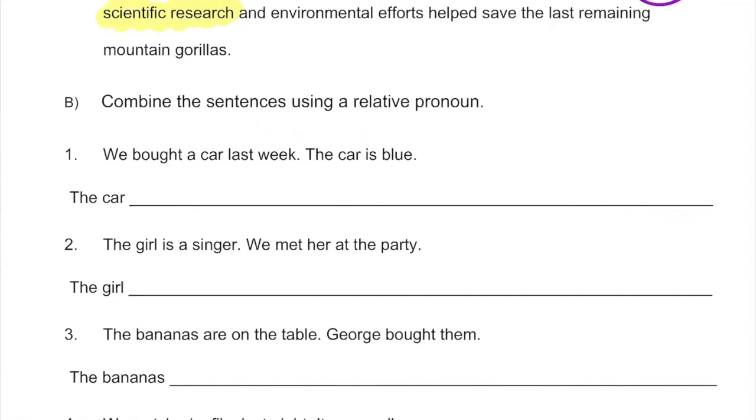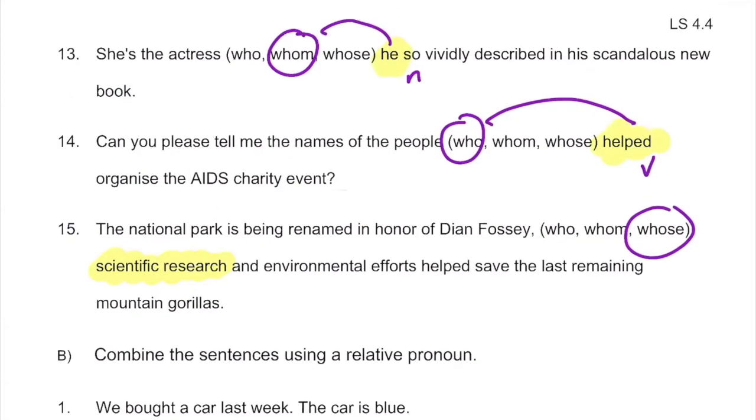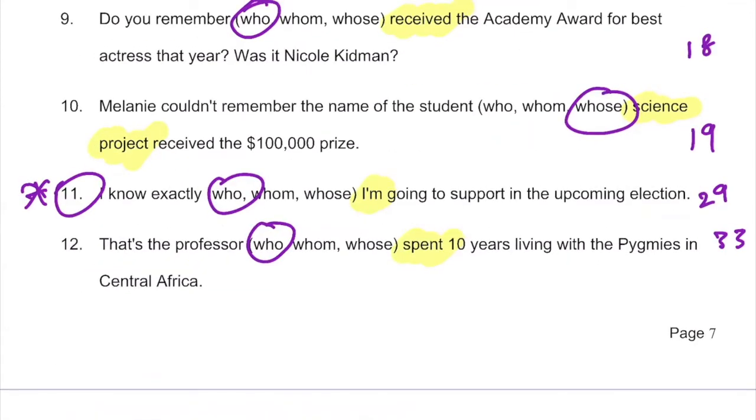Mr. Pang, yes. Why is question 11 who, not whom? Okay, hold on. Let's move back to question 11. You notice that I marked it with a star, right? This is because I know exactly who I am going to support in this case, so who is not acting as a connector.